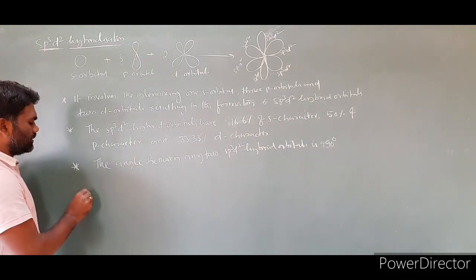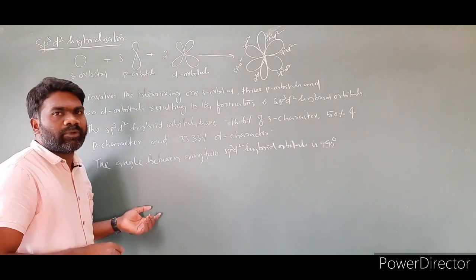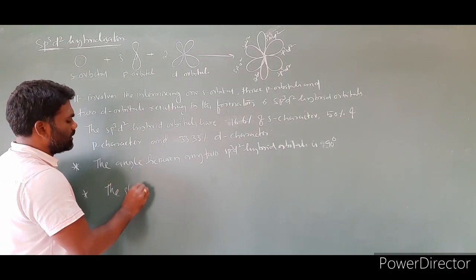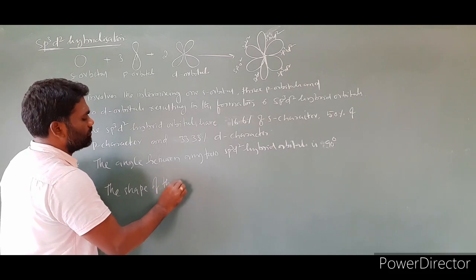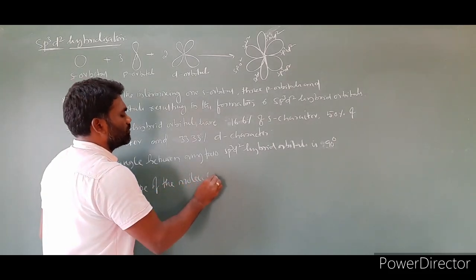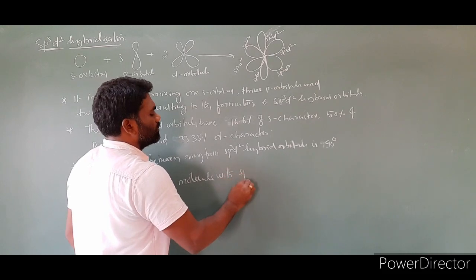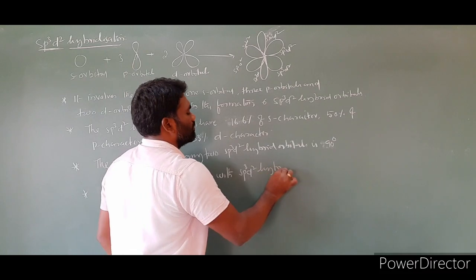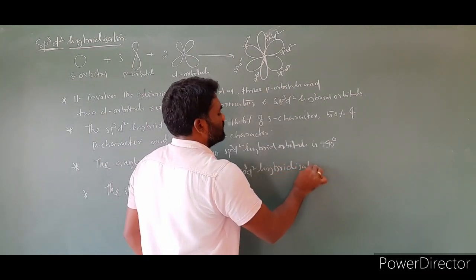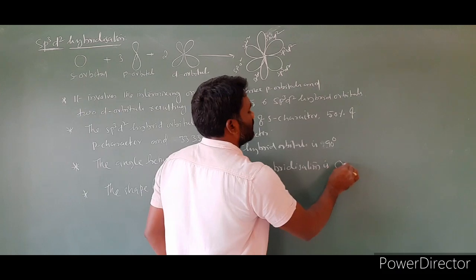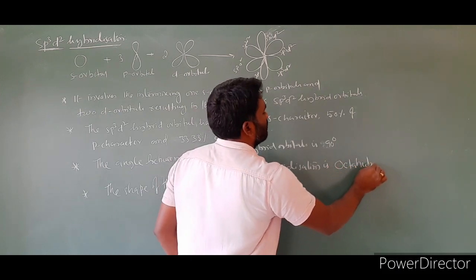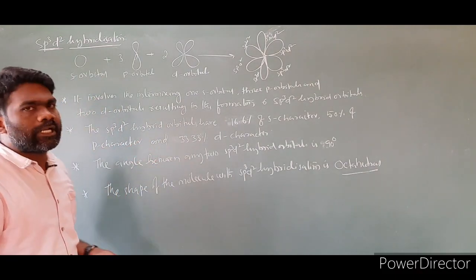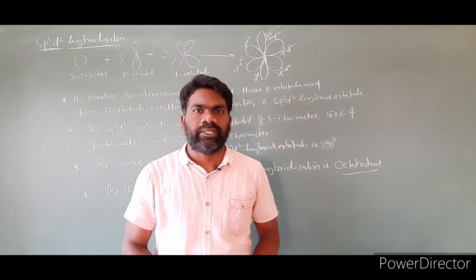And the last point is the shape of the molecule. The shape of the molecule with sp3d2 hybridization is octahedral. So these are the 4 points relating to sp3d2 hybridization.